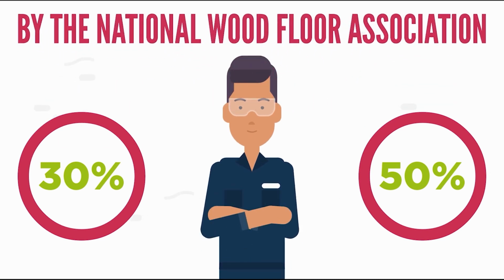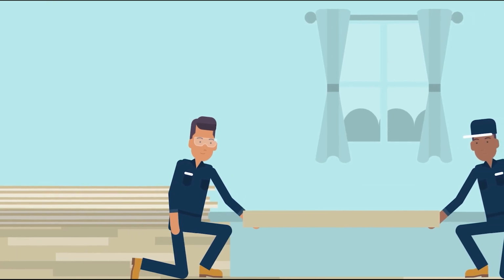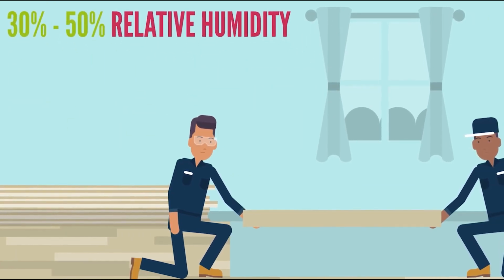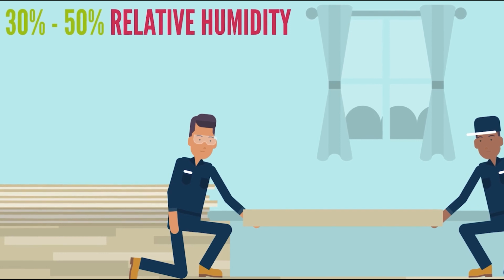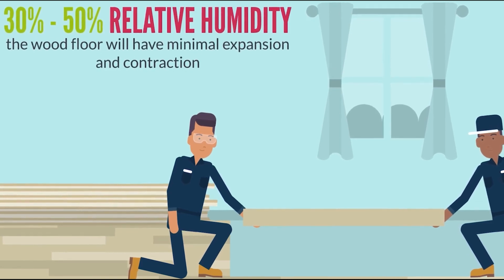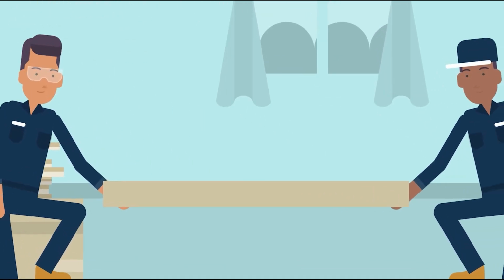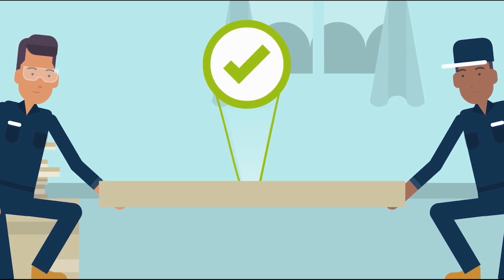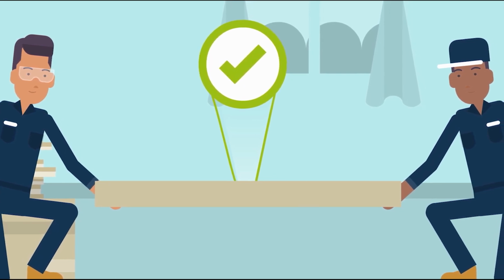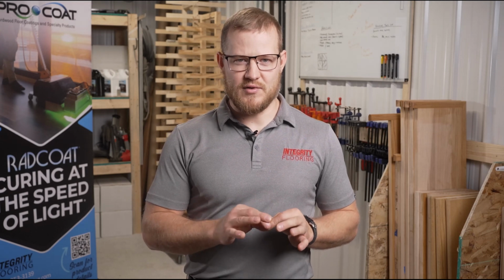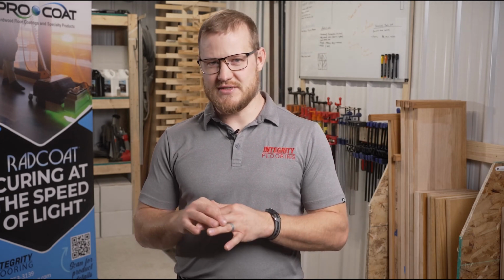This is also the exact range of relative humidity dictated to us as installers by the National Wood Floor Association. If our job site, which is your home, is kept between 30 and 50% relative humidity, the wood floor will have minimal expansion and contraction, and we will achieve the desired equilibrium moisture content, or EMC, for installation. Expansion and contraction will vary species to species, as some species are more stable than others. For instance, once kiln dried, white oak is very stable versus Australian cypress, which is not as stable.